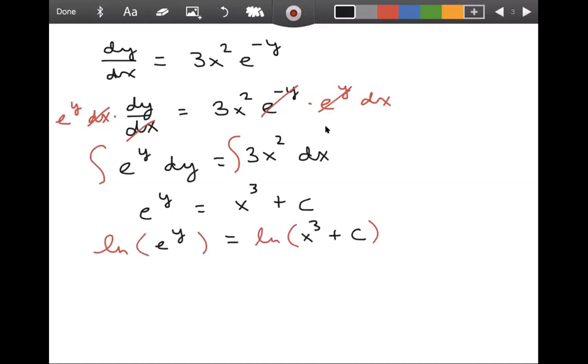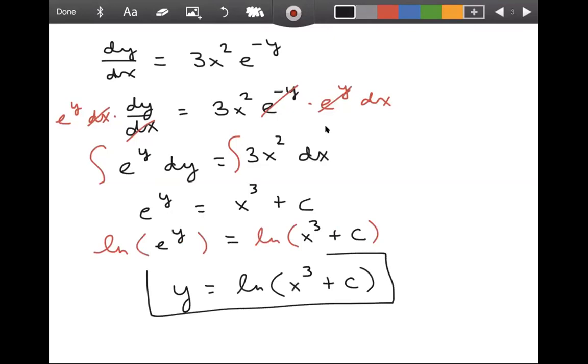All right, so the general solution of this differential equation is y equals the natural log of x cubed plus c, with the plus c inside the natural log. That might look a little strange. Okay, but that's what it is.